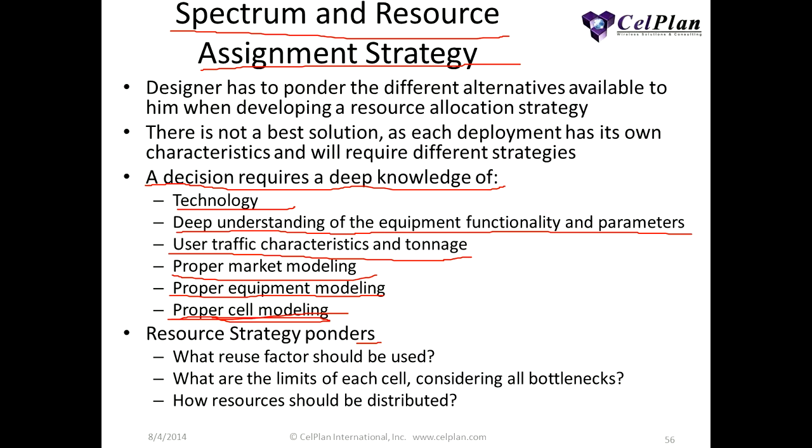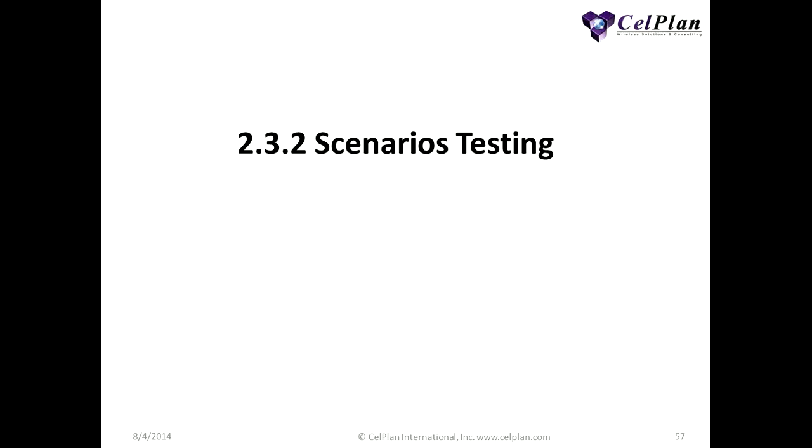So, in resource strategy, you have to think about what reuse factors will be used, what the limits of each cell are considering all the bottlenecks, and how resources should be distributed. That's what you need to define when you do the resource assignment strategies and spectrum usage.